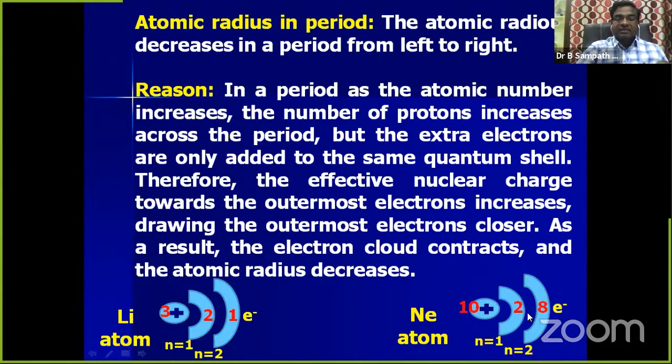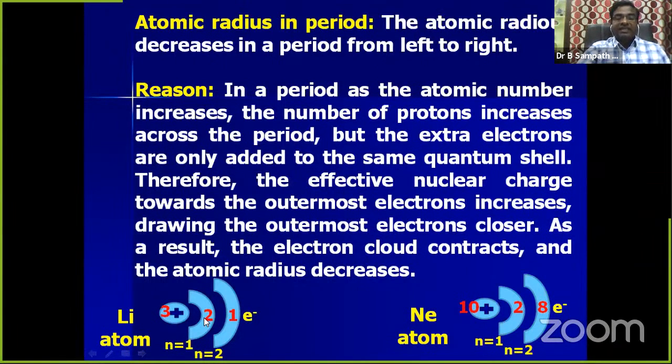Here the atomic number is 10, means 2, 8. Its electronic configuration is 2 and 8. Actually in this second period, lithium has only 1 valence electron, but neon has 8 electrons. See children, the number of shells does not increase from lithium to neon, but the number of electrons increases, and the number of protons increases in the nucleus. Without increasing the shell number, the protons number increased, and the electrons number also increased.